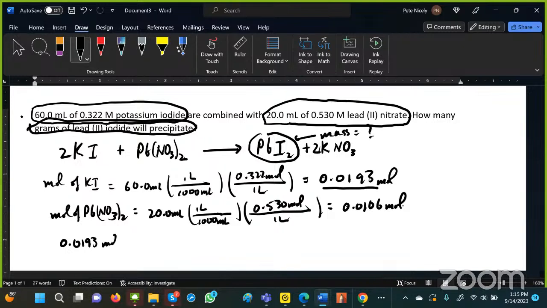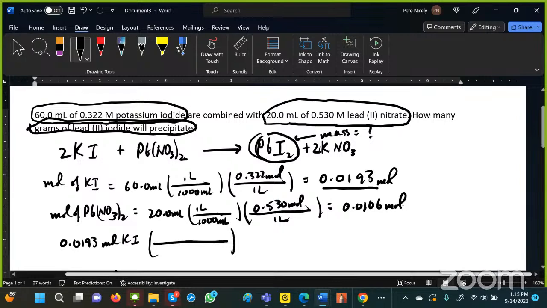0.0193 moles of KI, right? And remember, ultimately you want to find the mass of the lead 2 iodide. So my question to you is, what would be the mole ratio that you're going to use to convert from moles of potassium iodide to moles of lead 2 iodide? Okay, so what goes up top and what goes below? 2 moles of potassium iodide at the bottom and 1 mole of PbI2 above, right? So let's do that calculation.